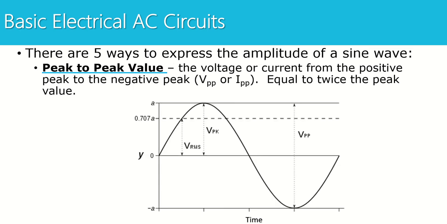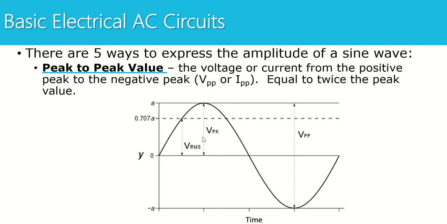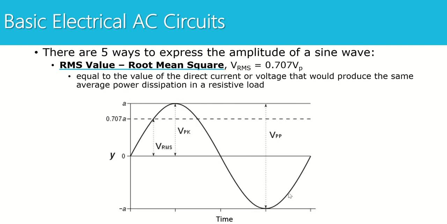Then we have peak to peak value, which is the distance from your tallest point to your lowest point. Peak to peak value. And that's your voltage or current from each positive to each negative peak, going in a vertical direction. So the distance from your positive peak to your negative peak is your peak to peak value. The peak to peak value is always going to be twice your peak value. If I know the peak value, I know peak to peak is just twice that.